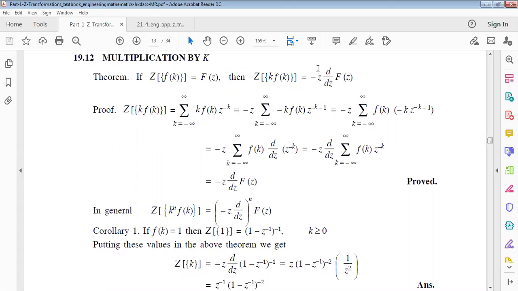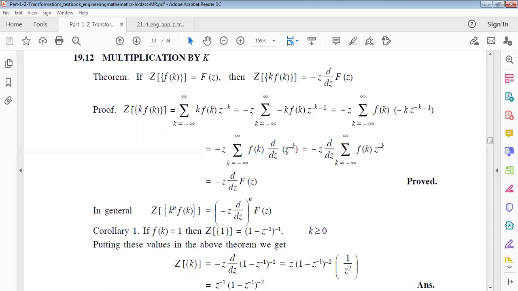Now the left hand side equals the Z transformation of k into f(k), just multiplying with the constant k. Then by the definition of Z transformation, this can be written as the sum for k from minus infinity to plus infinity of k f(k) z to the power minus k. Now taking minus z, this can be written as z to the power minus k minus 1. Changing this power, we can take minus z before the summation: minus z into the sum from minus infinity to infinity of minus k f(k) z to the power minus k minus 1. Then, taking minus k and z all together in a bracket, we get this one.